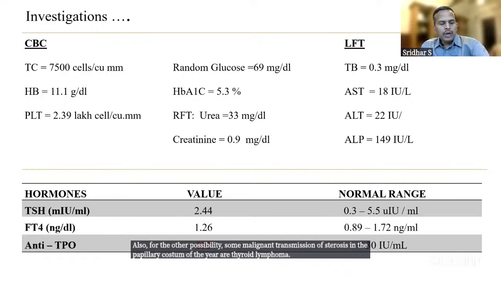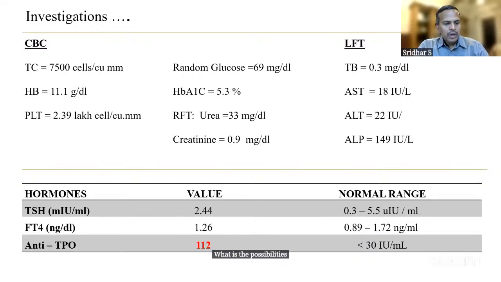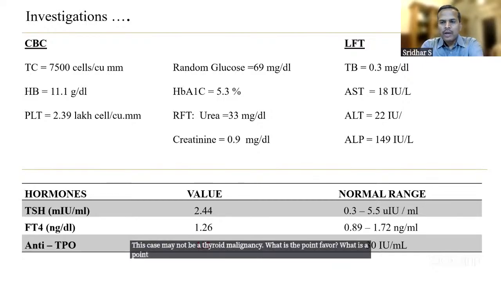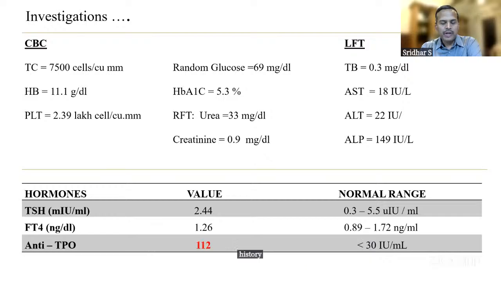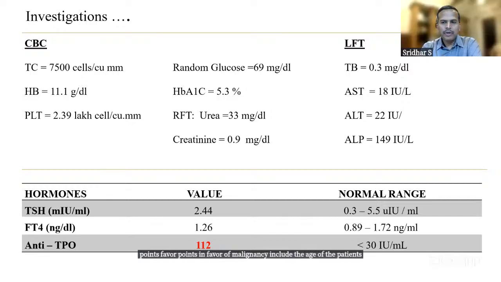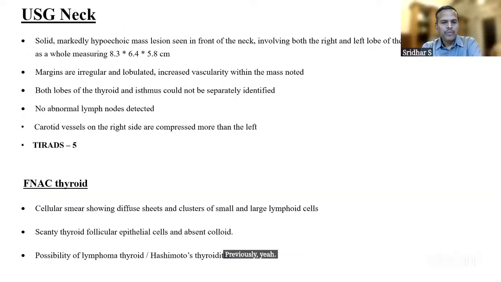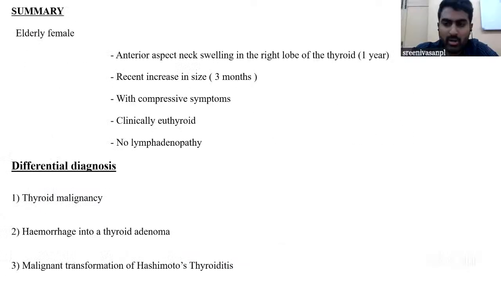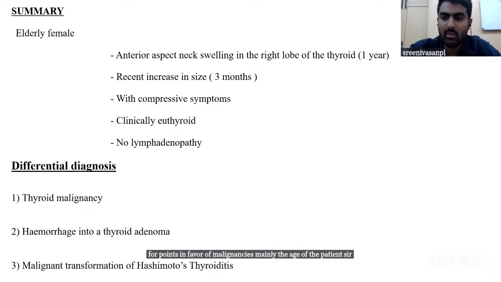What are the possibilities that this case may not be a thyroid malignancy? What are the points in favor? What are the points against it, from the clinical history as well as the clinical examination? Points in favor of malignancy include the age of the patient. So points in favor of malignancy is mainly the age of the patient, sir. Also, rapid increase in size of the swelling. These are the 2 points favoring malignancy.